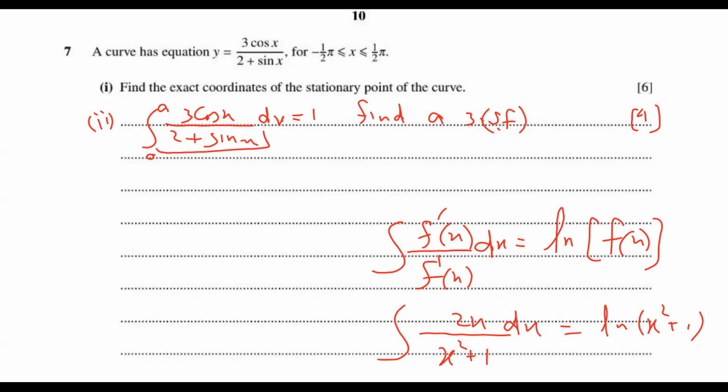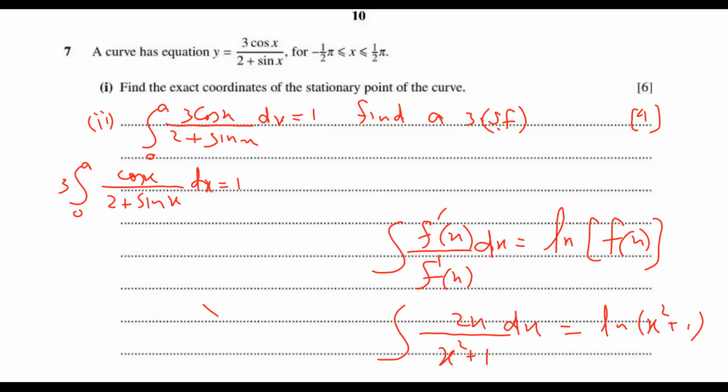The same story I will apply here. Function in denominator, its derivative I need upstairs. So this 3 is extra. Why, sir? Because 2 has 0 derivative and sine has cos. So I need only cos. So this is required, but I have 3 cos. So the upper 3 I will take out. This 3 comes out, integral from 0 to a of cos x over 2 plus sine x, dx, is equal to 1.